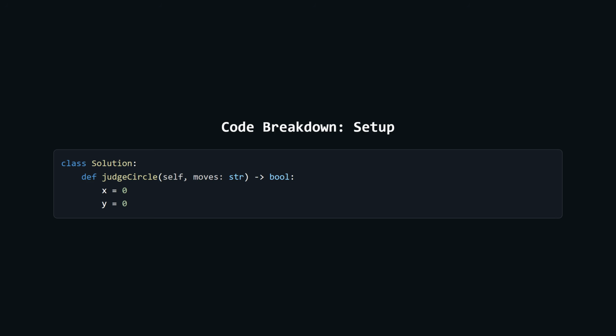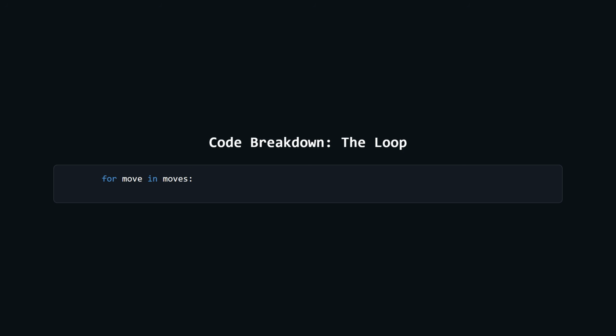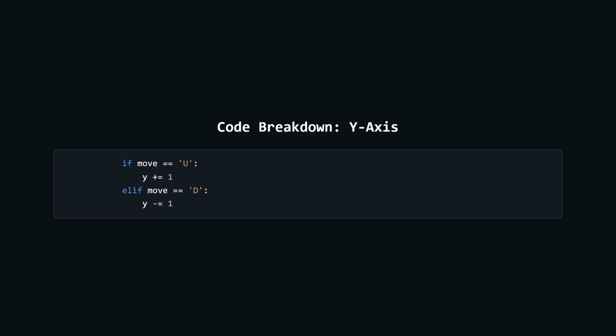First, inside our function, we start our x and y counters at 0, since the robot starts at the origin. Next, we create a loop that looks at every single letter in our list of moves, one by one. Inside the loop, if the move is an up command, we add 1 to our y counter. If it is down, we subtract 1. If the move is left, we subtract 1 from our x counter. And if it's right, we add 1 to x.